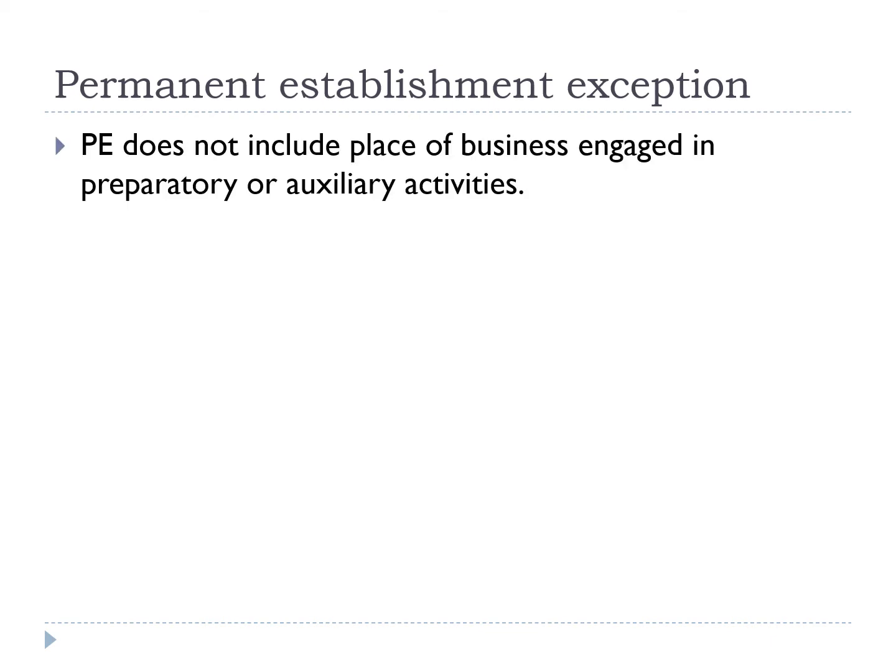The Model Treaty includes examples of the places of business that are permanent establishments cited in the previous slides. And it includes examples of places of business that are not permanent establishments. In general, a permanent establishment does not include a place of business that is engaged in preparatory or auxiliary activities. These activities are activities that are not core business activities.